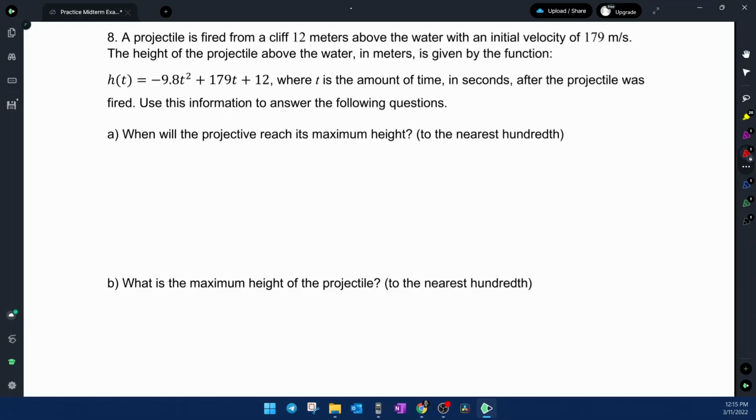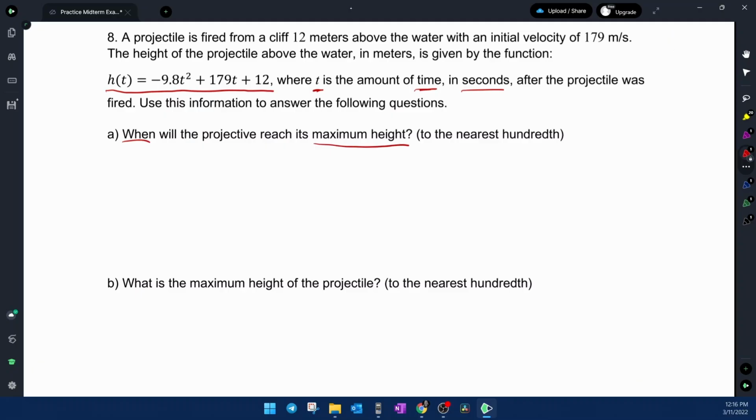Next, number 8, a projectile is fired from a cliff 12 meters above the water with an initial velocity of 179 meters per second. The height of the projectile above the water in meters is given by this function. So that is important. Where t is the amount of time in seconds after the projectile was fired. We need to use this information to answer the questions. First question, when will the projectile reach its maximum height?